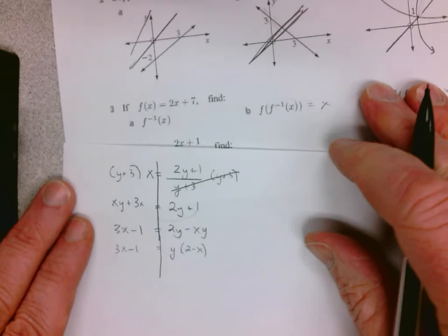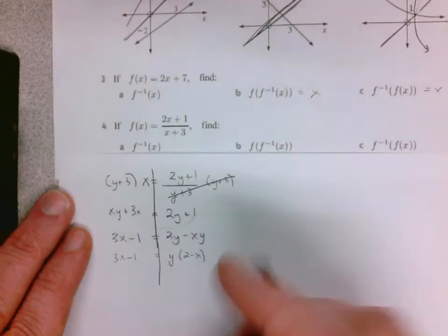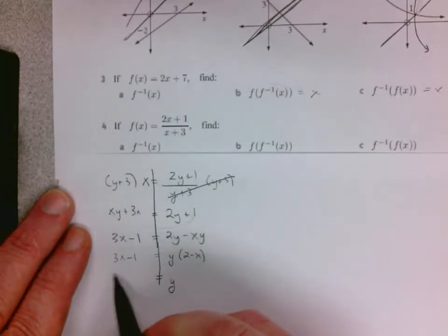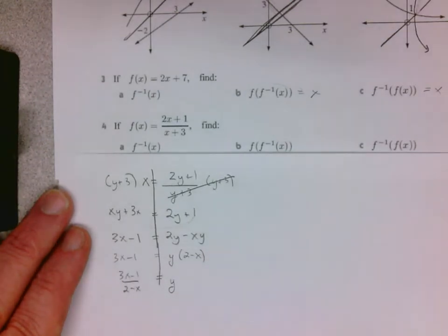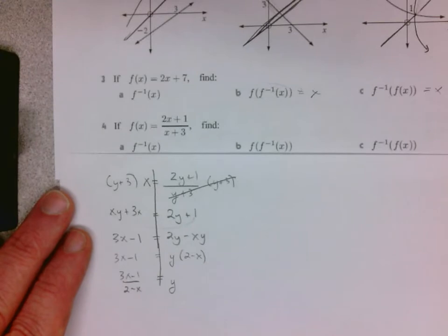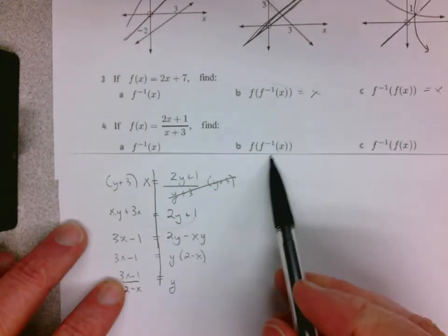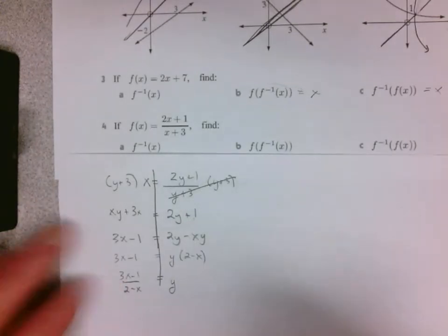So y equals 3x minus 1 over 2 minus x. And then when you plug that in for f inverse and the other way around, you should still get x.